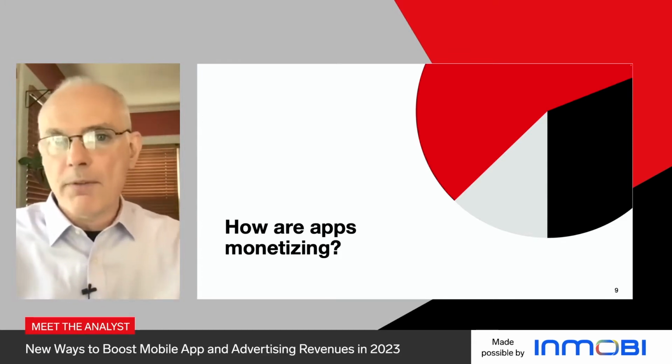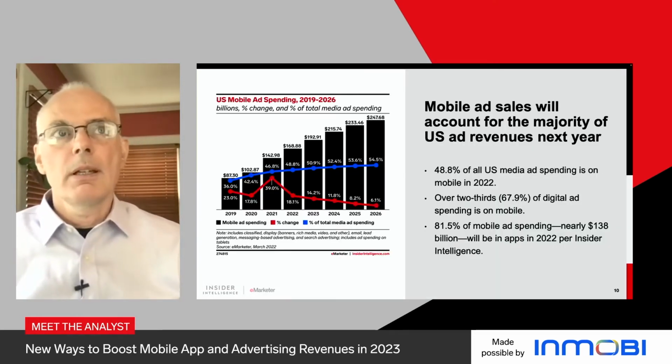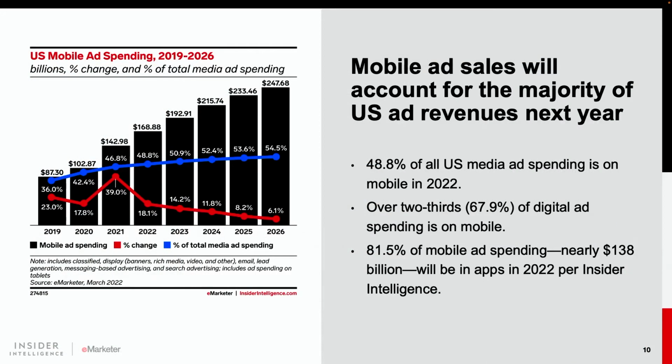Let's look at the other part of our forecast, which is about how apps are monetizing. The one thing that is really clear when we look at these numbers is that mobile advertising is still the main way that apps monetize. It continues to grow. It's not just the biggest, but it's also growing at a pretty fast rate. After growing 39% in 2021, mobile ad spending will grow another 18.1% this year to reach $169 billion. And as a reminder, this is just US ad spending. So that's just a huge amount of money.